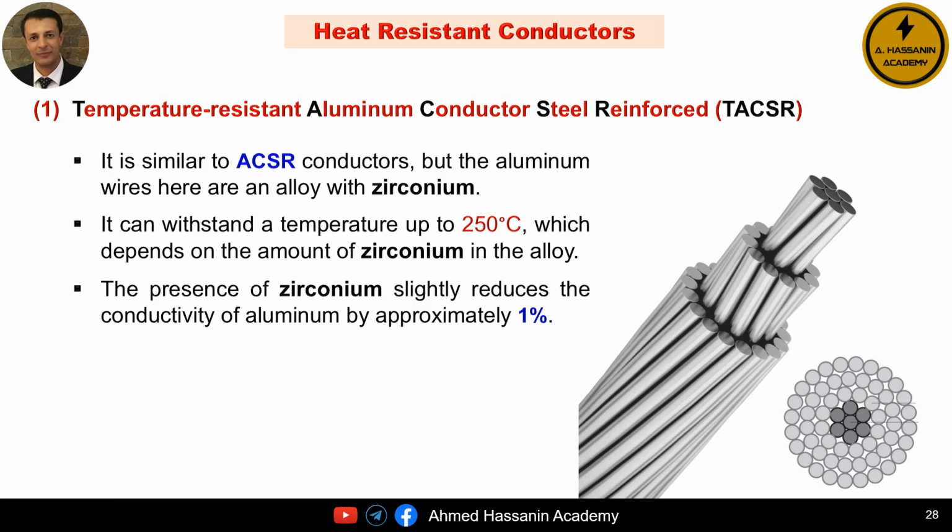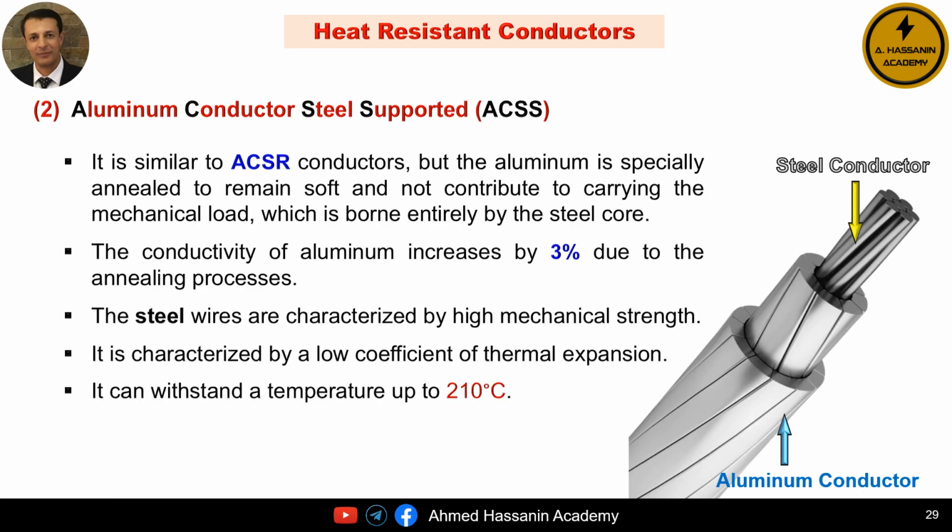Another important point is that the maximum temperature this conductor can withstand depends on the amount of zirconium in the alloy. This means that as the percentage of zirconium increases, the maximum allowable temperature also increases. However, we must note that the presence of zirconium slightly reduces the electrical conductivity of aluminum by approximately 1%. The second type of heat-resistant conductor is the aluminum conductor steel-supported, ACSS.